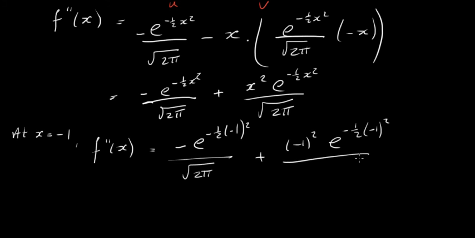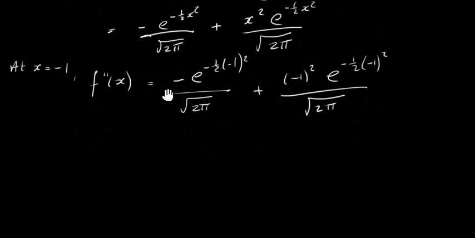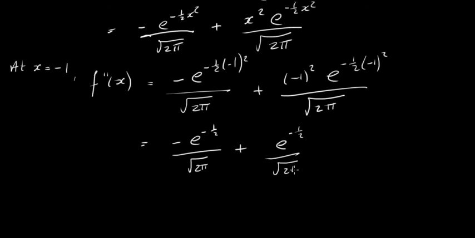And I have square root of 2 pi on the bottom here. Now, when I simplify all of this, let's see what we get. Well, I get minus e to the power of minus a half, because minus 1 squared is 1. 1 times half is a half, over square root 2 pi. Here I'll have plus, minus 1 squared is 1, so here I'll end up with e to the power of minus a half on top, and on the bottom square root of 2 pi.